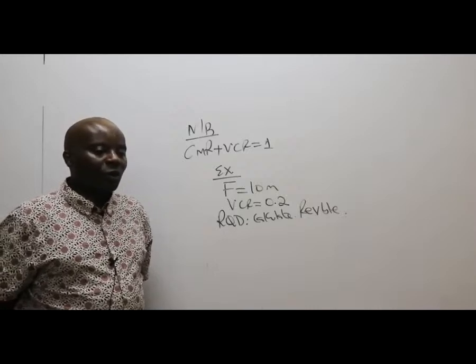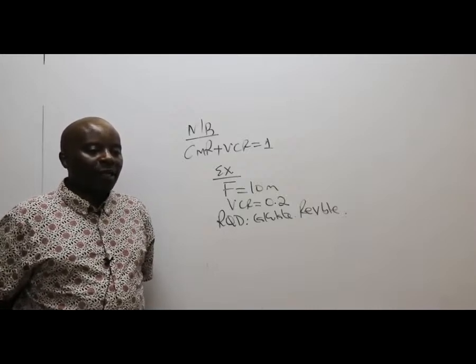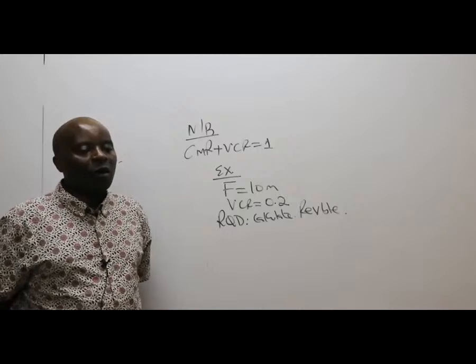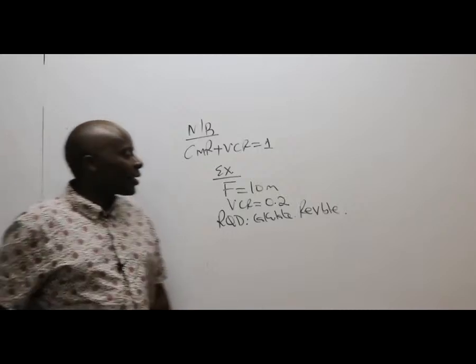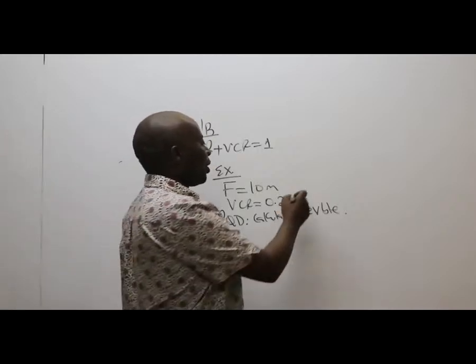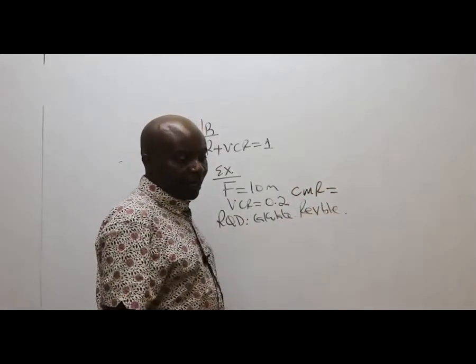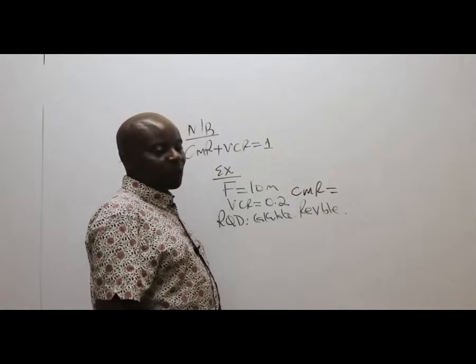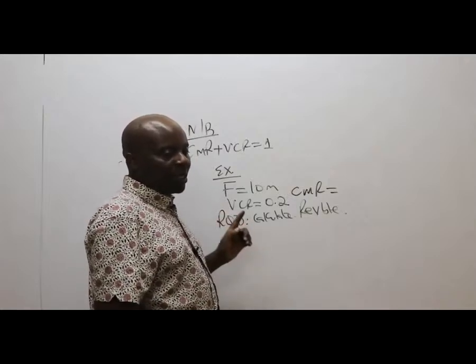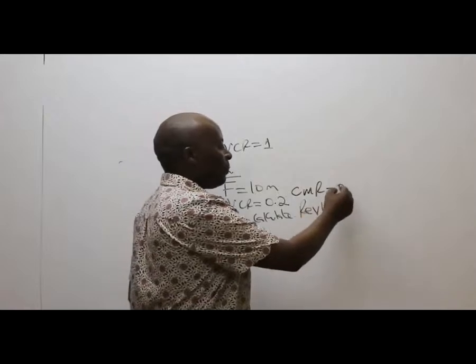So VCR is not a very sweet thing for us. Anytime we see VCR, first of all, you change it to CMR. So if VCR is 0.2, what will be CMR? Here I'm getting a free mark. I can see Rose already has some figure there. So if VCR is 0.2, then Lillian is telling me that CMR will be 0.8.